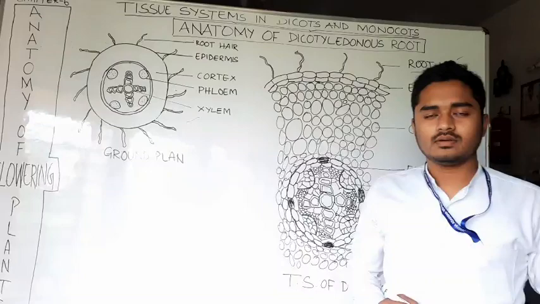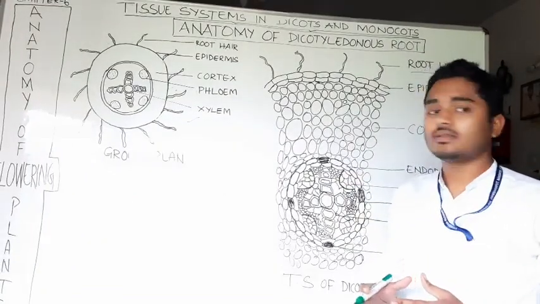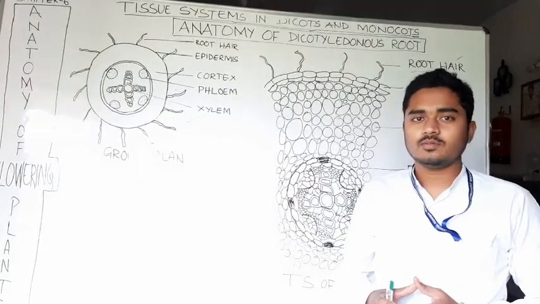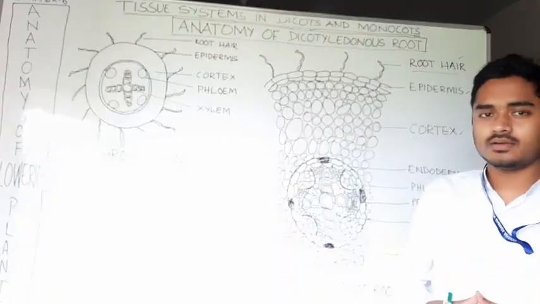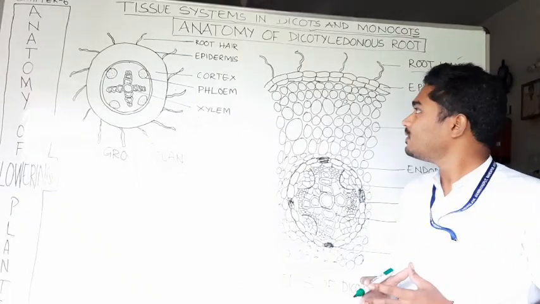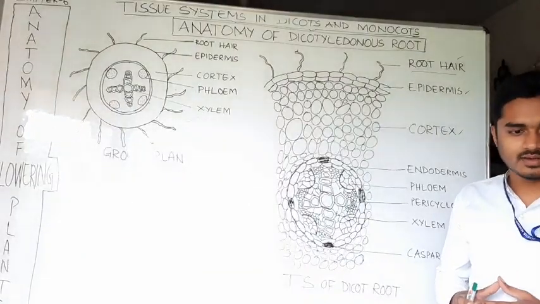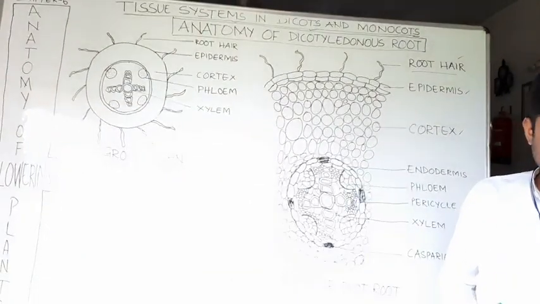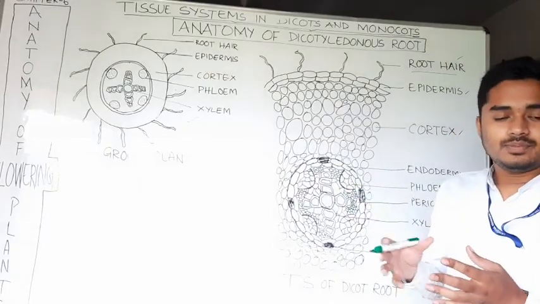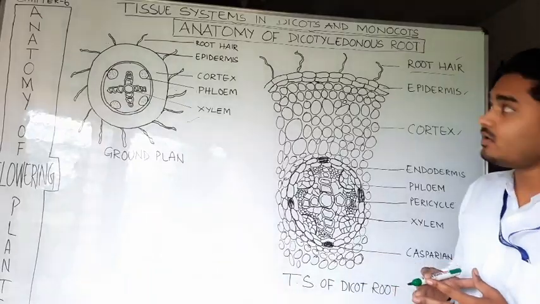Welcome students. Today we are going to discuss the anatomy of flowering plants, which is chapter 6 of your class 11th biology. According to the syllabus prescribed by NCERT or CBSE, the portion that we will be discussing today is the tissue system in dicots and monocots.